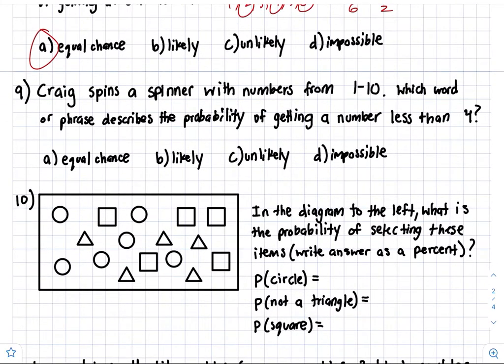9. Craig spins a spinner numbered from 1 to 10. Which word or phrase describes the probability of getting a number less than 4? Well, the only numbers less than 4 are 1, 2, and 3. So that is going to be an unlikely chance of getting 1, 2, or 3.